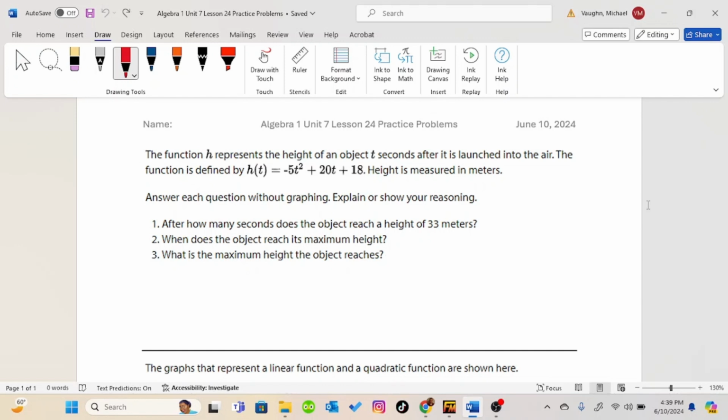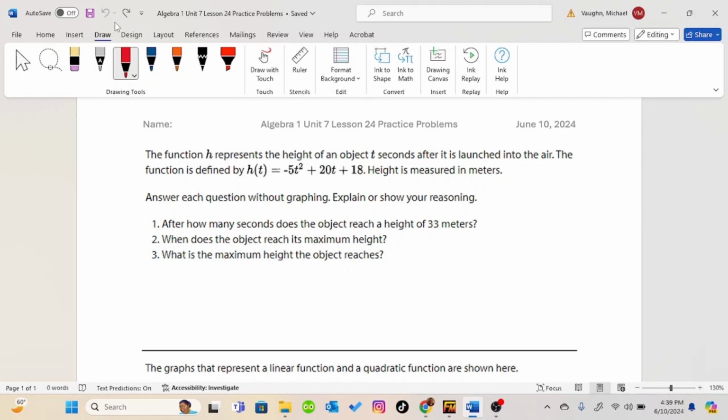For number 1, the function h represents the height of an object t seconds after it is launched into the air. The function is defined by h of t equals negative 5t squared plus 20t plus 18. Height is measured in meters. Answer each question without graphing. Explain or show your reasoning. Number 1, after how many seconds does the object reach a height of 33 meters?